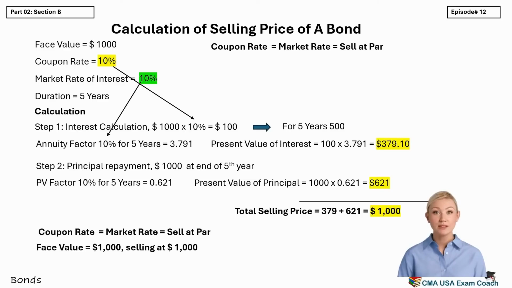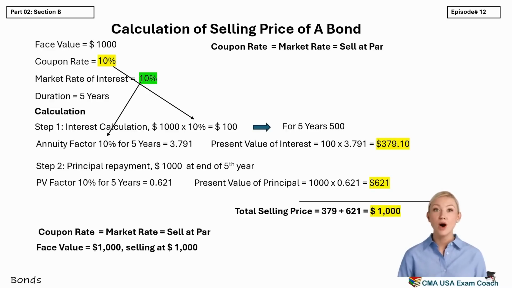Why does this happen? Because the bond's interest payments are aligned with the market rate. Investors are receiving the exact return they expect, so there's no need to adjust the price. That's why the bond sells at face value, not higher, not lower. Just like in the previous examples, the key takeaway is that the market adjusts the bond's price to ensure that the effective yield matches the current market interest rate. So in this case, the bondholder receives exactly what the market demands, no premium and no discount, and the bond is sold at par.